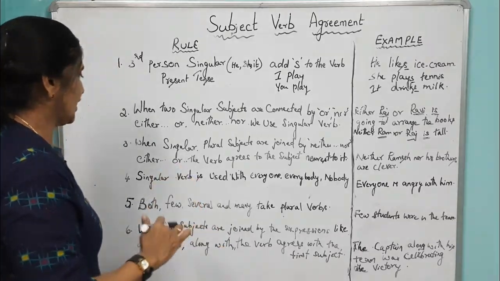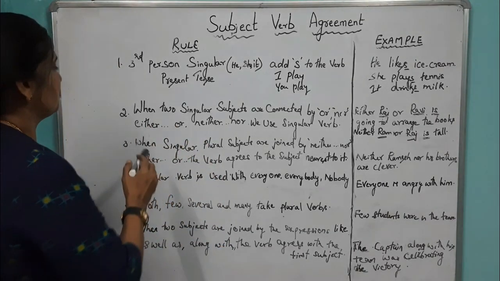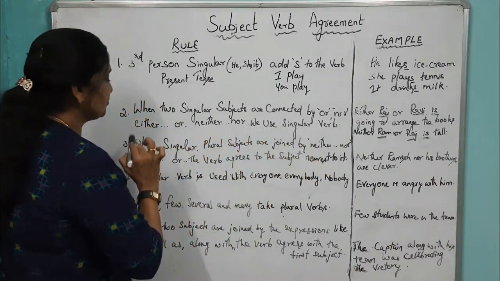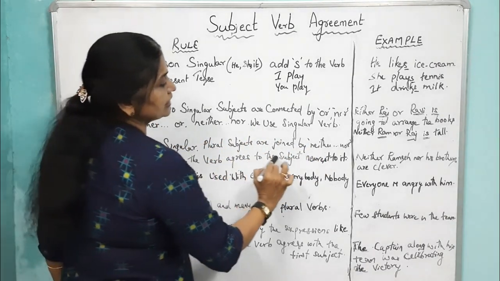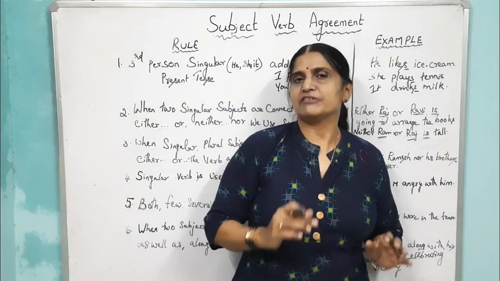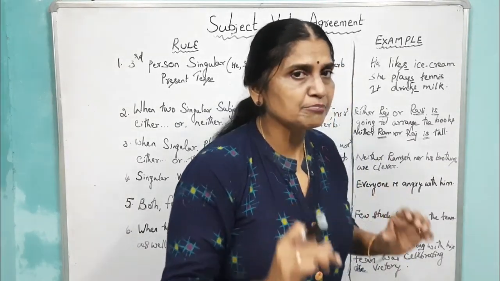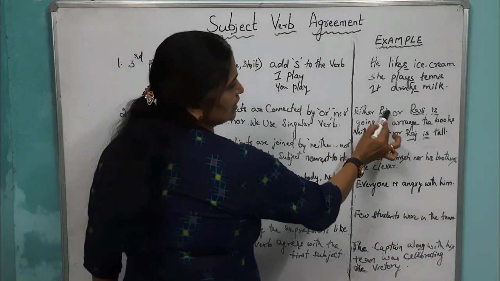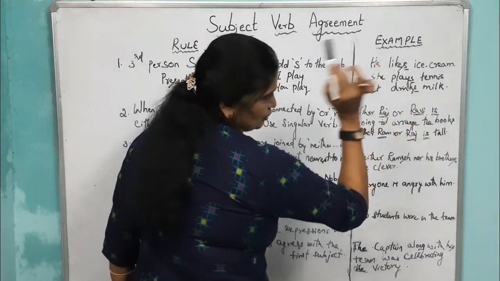Got it? Okay. Now let's go to the third one. When singular and plural subjects are joined by neither-nor or either-or, the verb agrees with the subject nearest to it. Now here you have to be very careful in understanding the statement. What does the statement say? Here we have only two singular subjects: Raj is singular, Ravi is also singular.